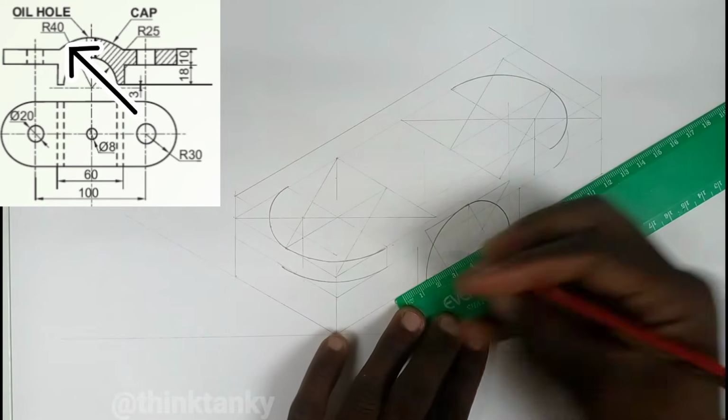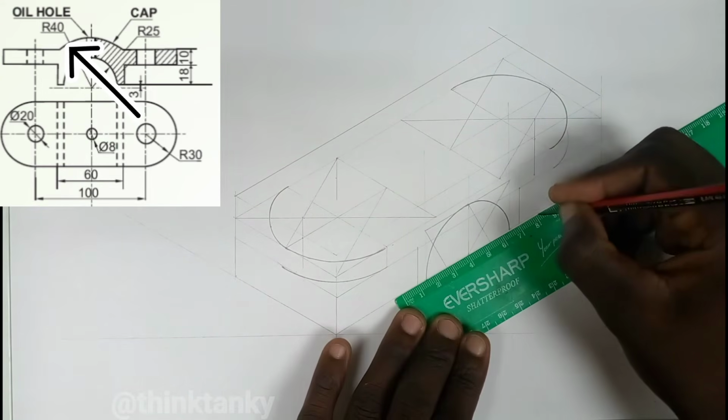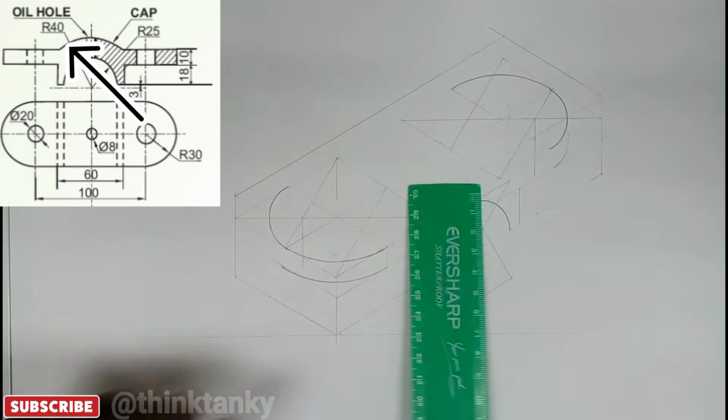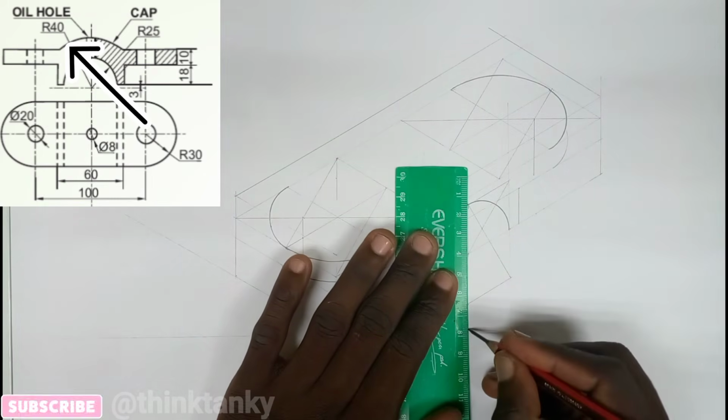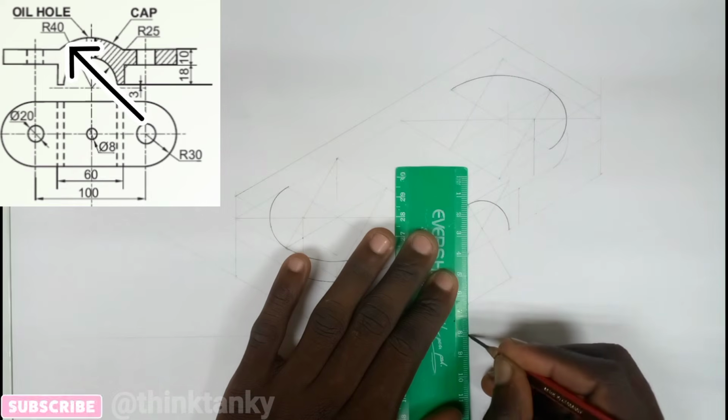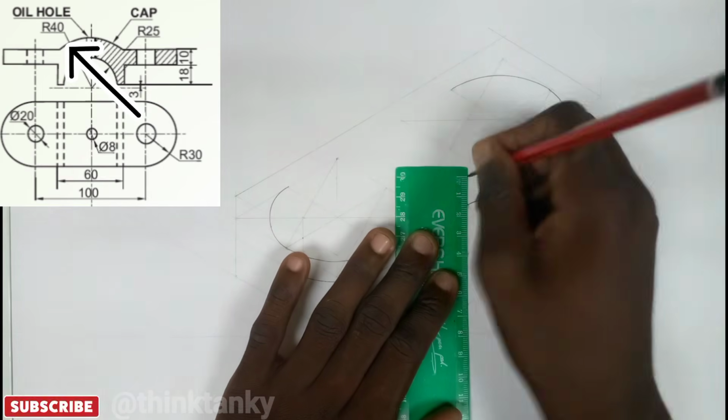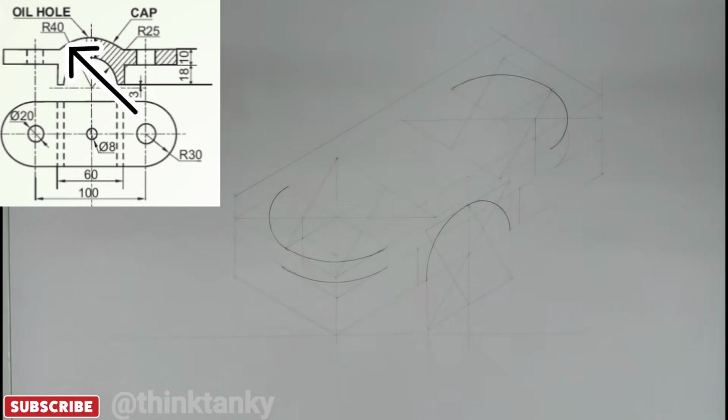So 40 here, 40 here, using the same center, 40 downwards, 40 here, 40 upwards, 40 here. Okay.